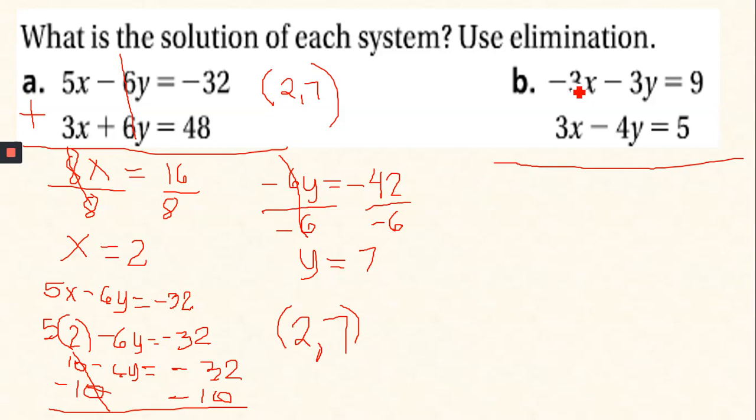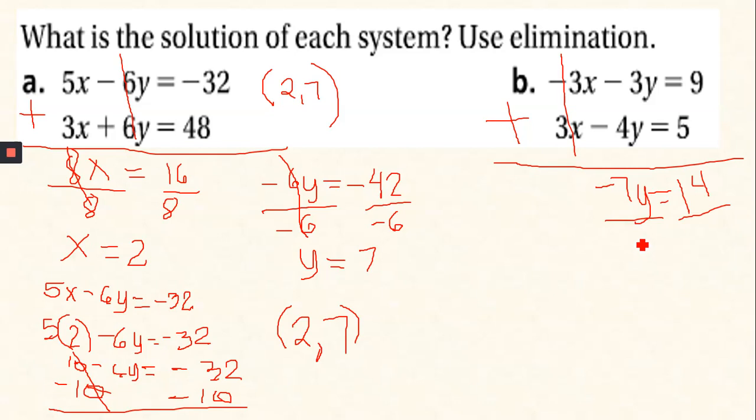So we have here, the coefficient of x here is negative 3 and this is positive 3. So they are opposite, meaning we're going to eliminate your x through addition. Negative 3x plus 3x, that will be 0. Okay? And then negative 3y plus negative 4y, that is equal to negative 7y, is equal to 9 plus 5 is equal to 14.